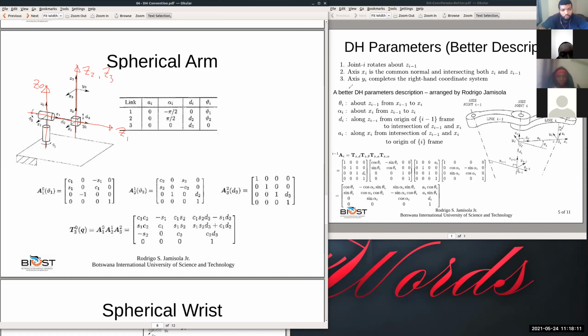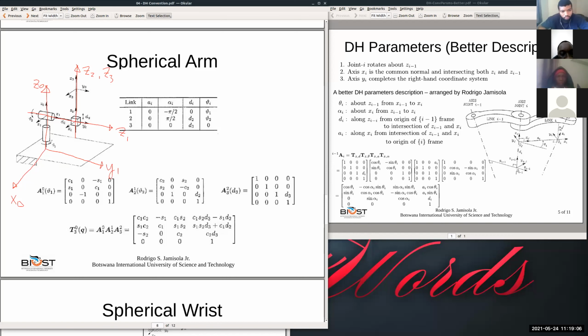Okay, and then that is what we say, joint i rotates about the Zi axis. So joint 1 rotates about Z0, joint 2 rotates about Z1, joint 3 translates along Z2, and Z3, of course, is your end effector Z axis. Now Xi is a common normal and intersecting both Zi and Zi minus 1. So where is Xi? We first assign the base frame, so that if that is your Z, we assign that our X0 is here and our Y0 is here. You can assign it anywhere you want, but we find that it is convenient to do here.